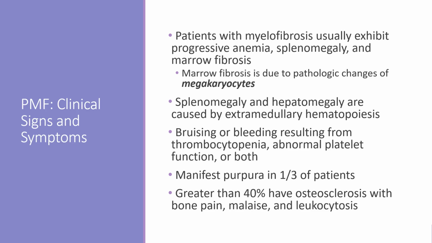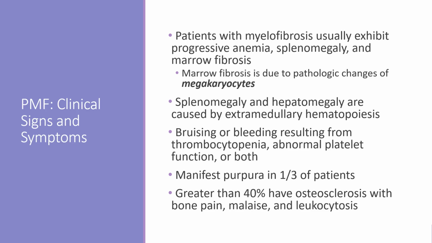But let's move on with clinical signs and symptoms of primary myelofibrosis. Patients with myelofibrosis usually exhibit progressive anemia, splenomegaly, and marrow fibrosis. And this marrow fibrosis isn't just because it's been overworked, but it's also due to pathologic changes of those megakaryocytes. We're going to talk more about that here in just a minute.